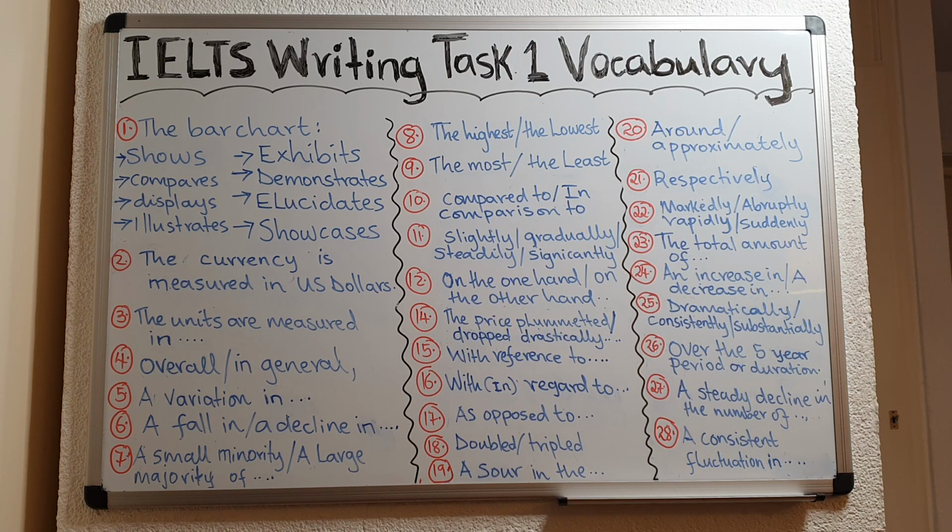Now, let's move on to number 8. The highest, the lowest. These are comparatives and superlatives. We always have to make sure that we use them when you're writing your task 1, because your task 1 is all about comparing the data. So the highest, the lowest.